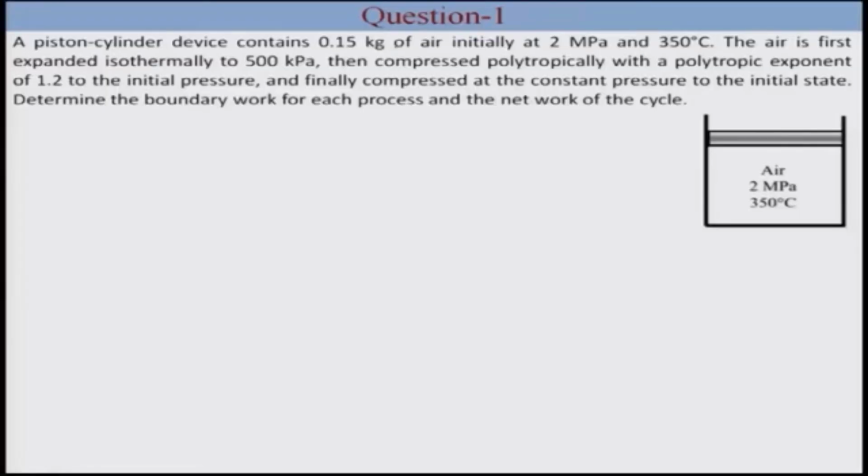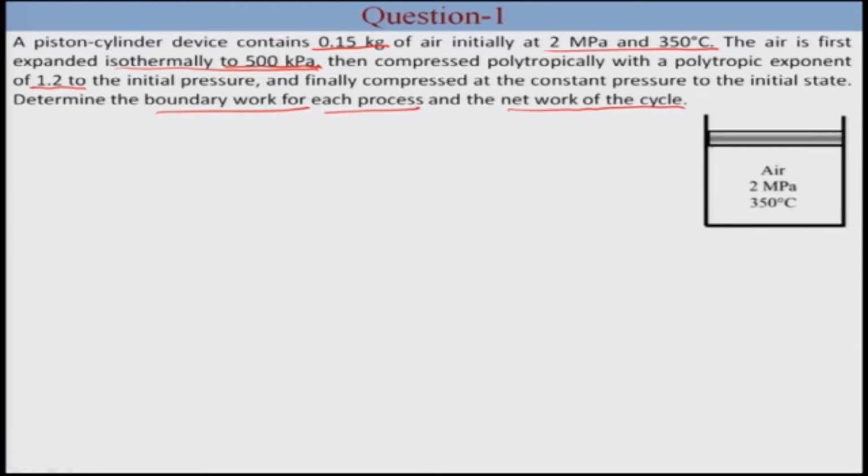A piston cylinder device contains 0.15 kg of air initially at 2 megapascal and 350 degrees centigrade. The air is first expanded isothermally to 500 kilopascal, then compressed polytropically with a polytropic exponent of 1.2 to the initial pressure, and finally compressed at constant pressure to the initial state. Determine the boundary work for each process and the net work of the cycle.